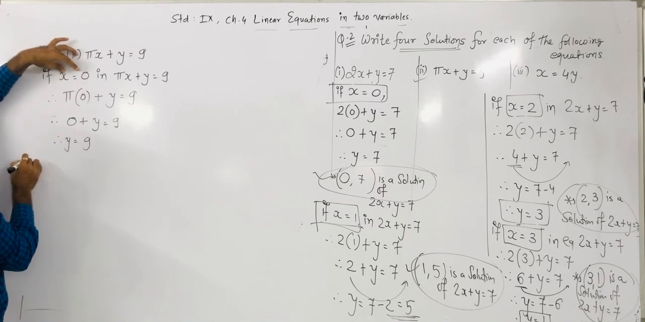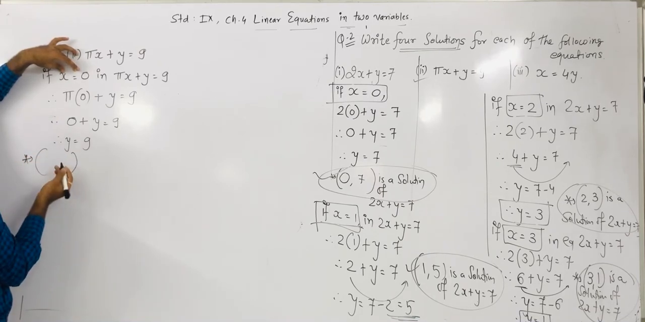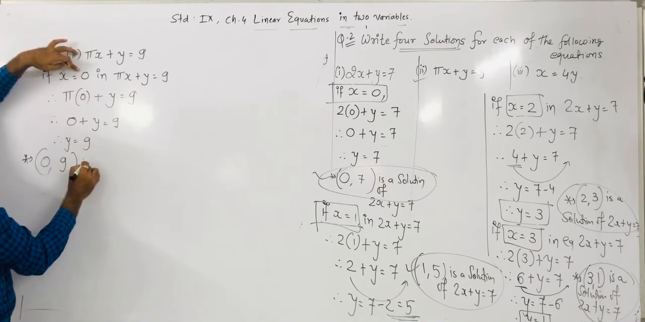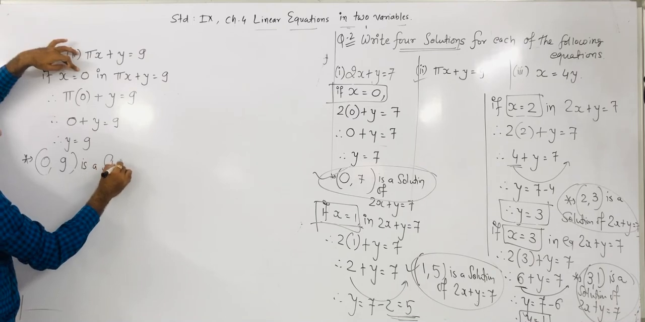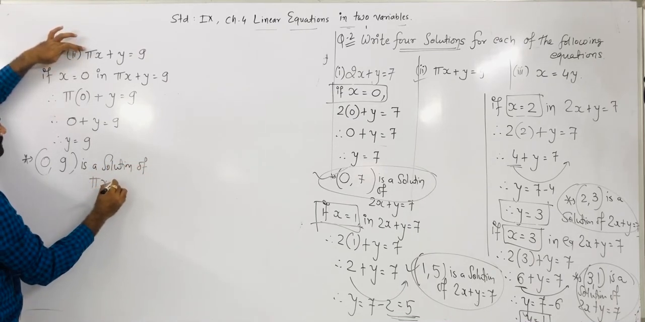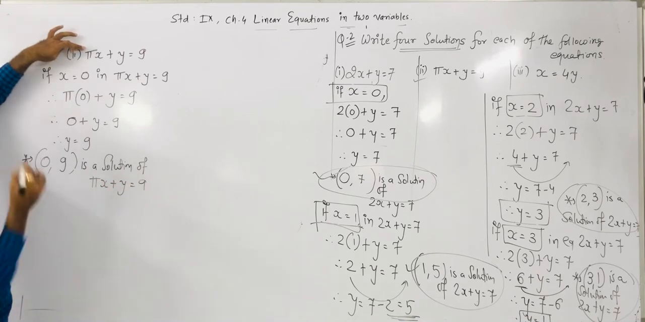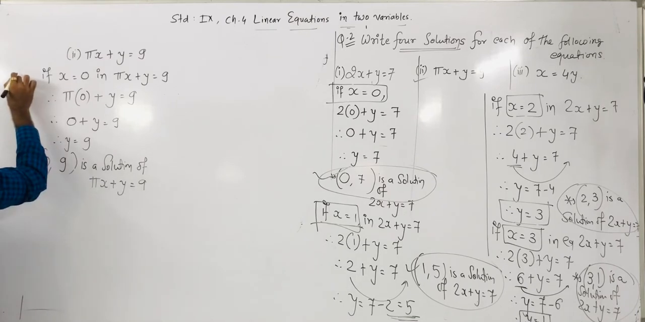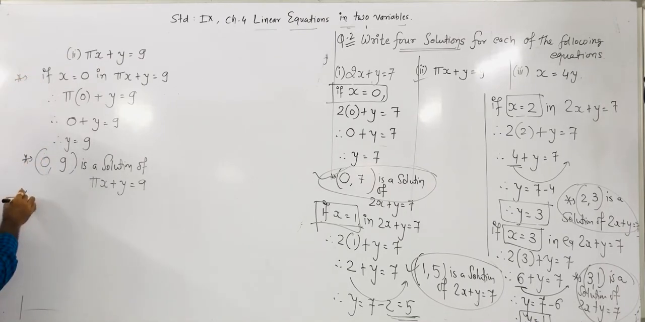It means what is our solution? As I told you, in a bracket first we have to write the x value, second we have to write the y value. So (0, 9) is a solution of pi x plus y is equal to 9. Okay, same way. Suppose I take x is equal to 1. This is our first solution, right? Second solution we have to find out. So x different value you have to take.